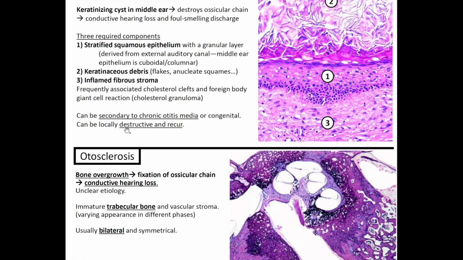Next up, we've got otosclerosis. So this is bone overgrowth with fixation of the ossicular chain leading to conductive hearing loss, and the etiology of where otosclerosis comes from is unclear. You can have immature trabecular bone and vascular stroma with varying appearance in different phases. These are usually bilateral and symmetrical.